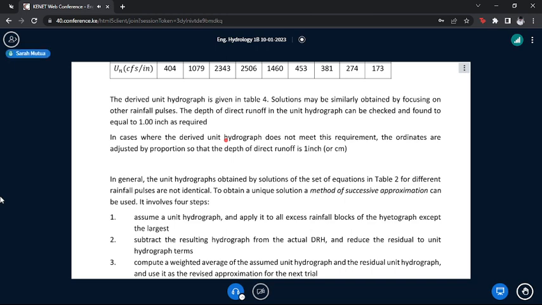Now, one principle about the unit hydrograph, if you want to check whether you have done it correctly: the depth of direct runoff in the unit hydrograph should be equal to 1 unit, depending on the kind of units that you have used. Here, in this case, the units were inches, so when you add up the depth of the unit hydrograph, the depth should be equal to 1.